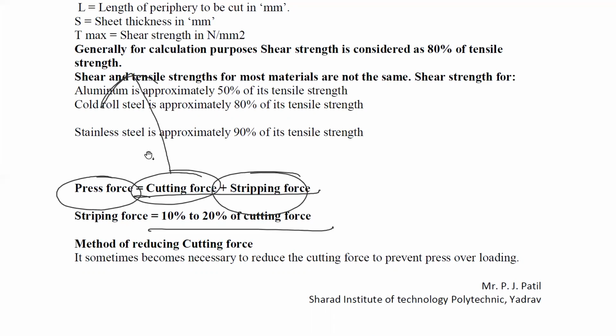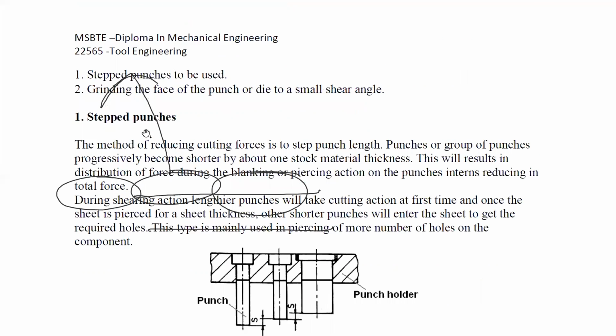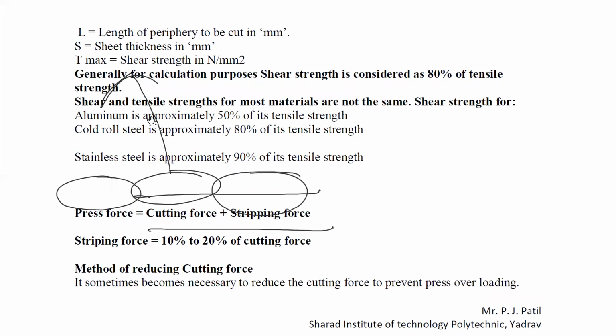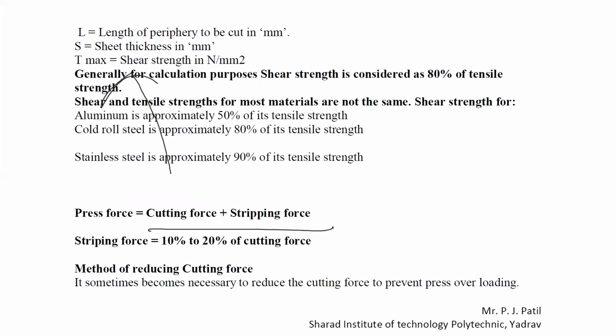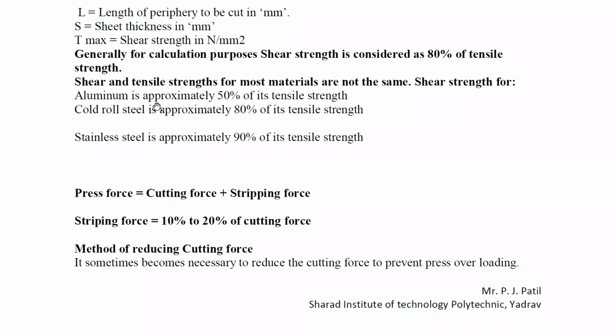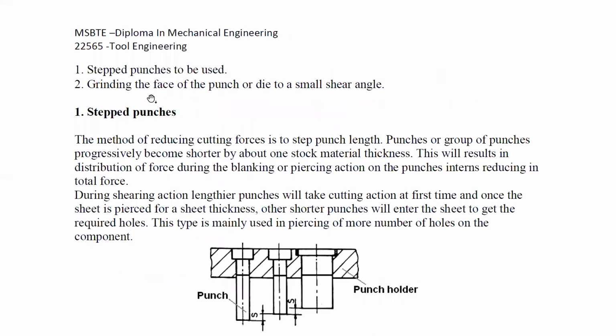So the next portion is steps to reduce cutting force. Whenever the force has exceeded the minimum value, we require to reduce the cutting force. There are two methods to reduce the cutting force. The first one is stepped punches, and the second method is grinding the face of the punch or die to a small shear angle.